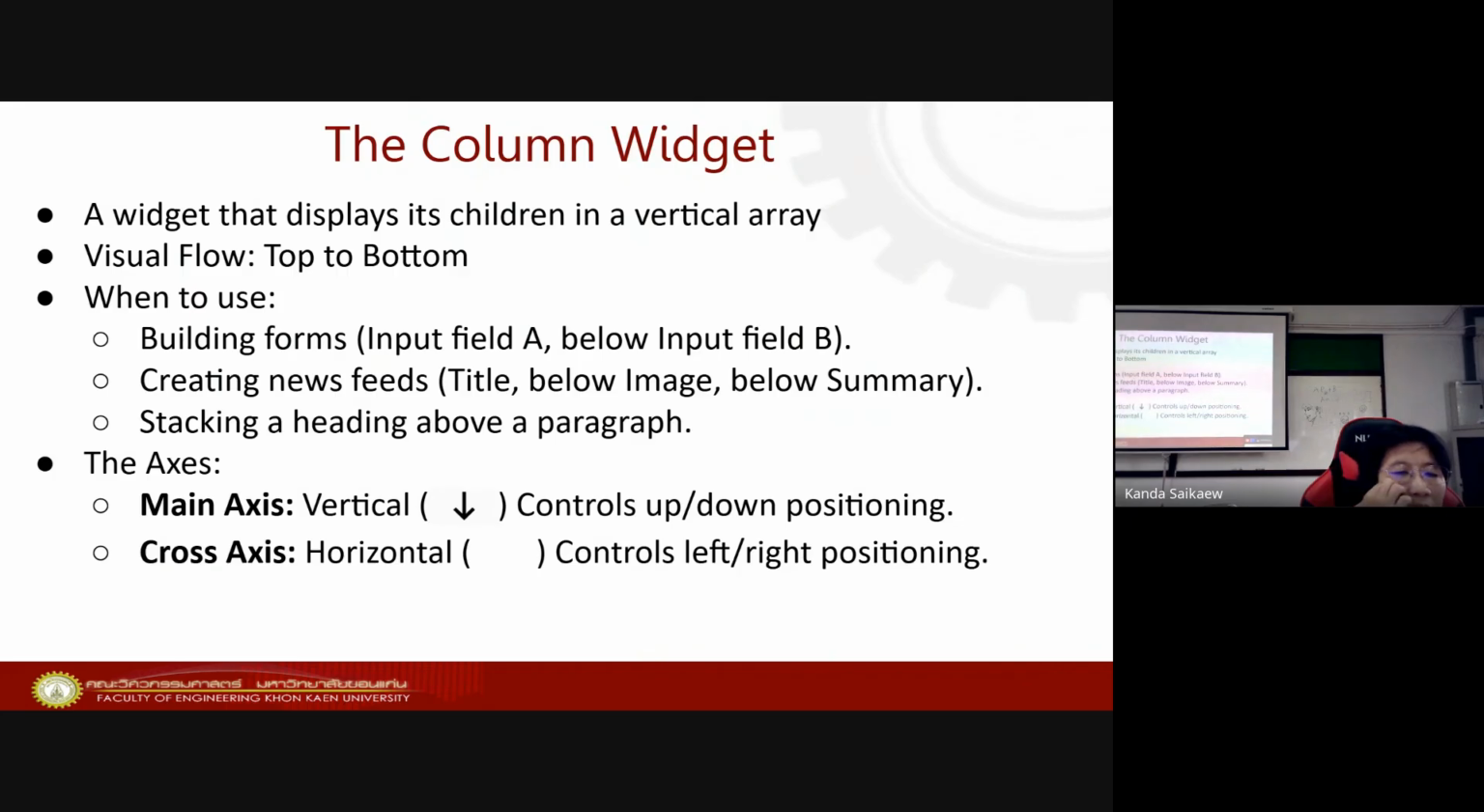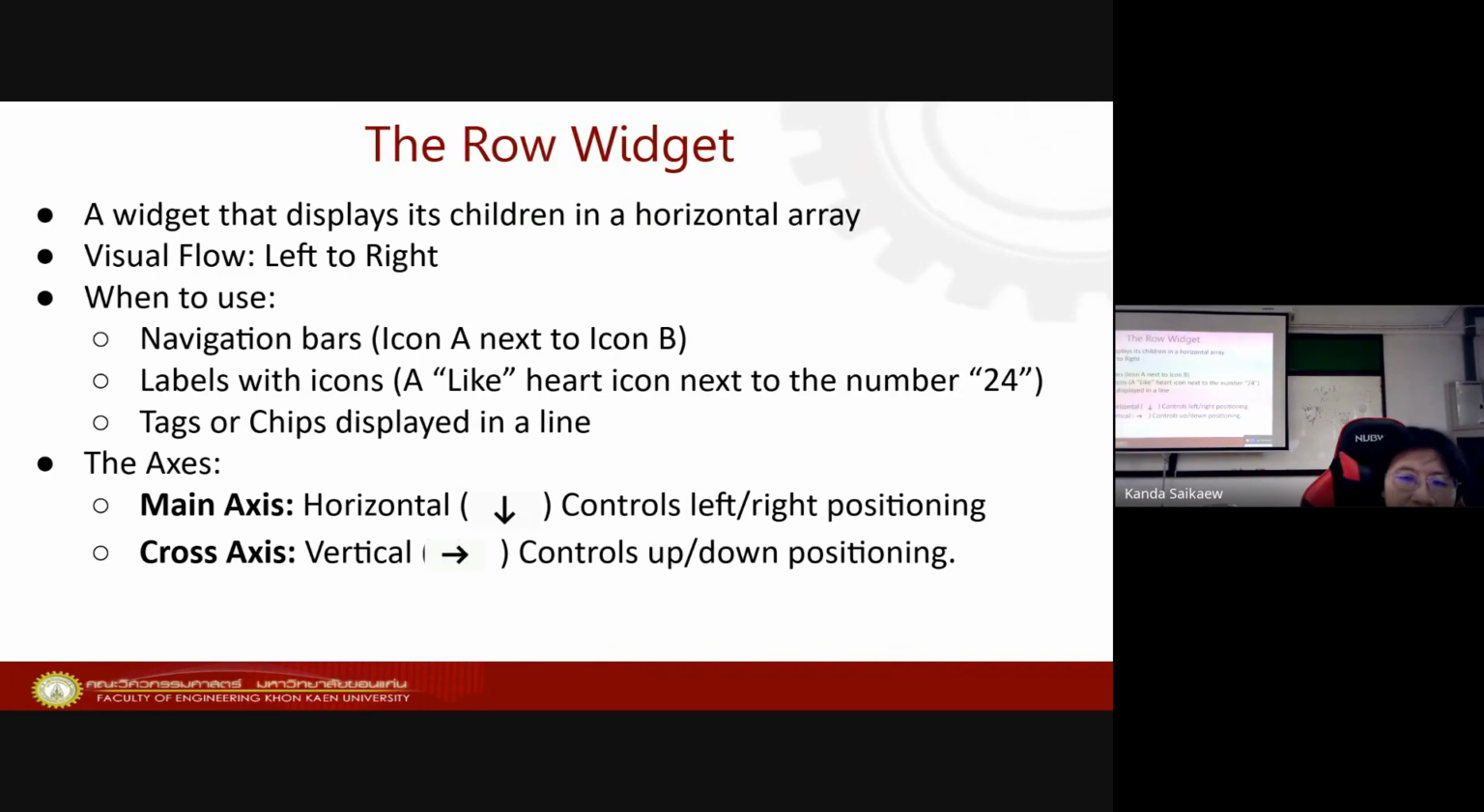And there is also the concept of main axis and cross axis. For a column, the main axis is in the vertical direction and controls up and down positioning. The cross axis controls left and right positioning. The Row widget is the widget that displays its children in a horizontal array. It flows from left to right. We often use the Row widget when we want to implement a navigation bar, where we have icon A next to icon B, or when we have labels with a heart icon next to the number 24.